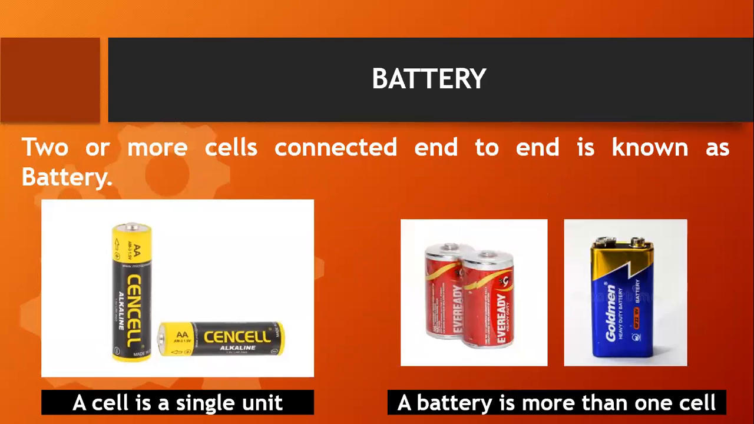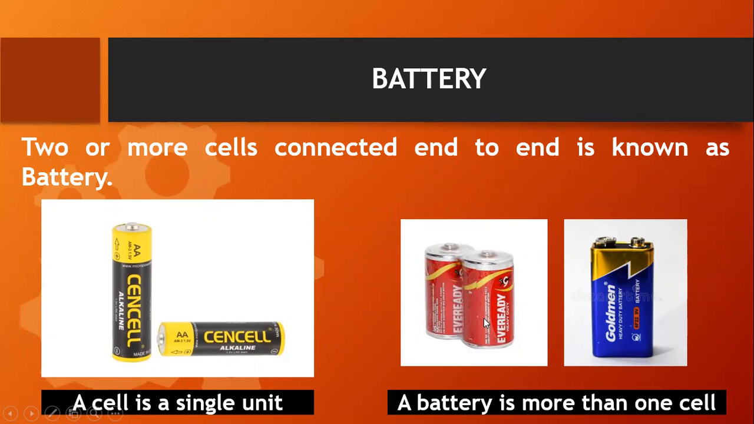Now let's see something about the battery. A battery is basically a connection of two or more cells. It is not one; it has two or more cells connected end to end. For example, you can see this is a picture of a cell. A cell is a single unit. As you can see, it's thin also, and it's a single unit. And this is a battery. A battery is basically more than one cell.